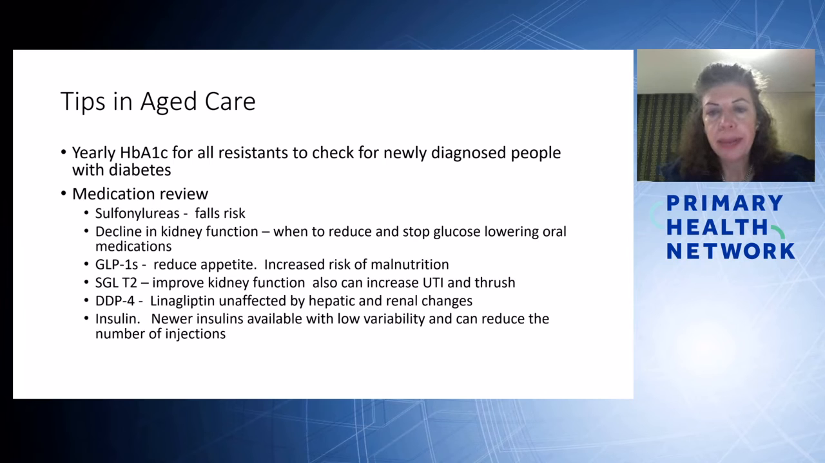GLP-1s are the new kid on the block when it comes to diabetes treatment. Everyone wants to have it. It's great for weight loss and lowering HbA1c. But in aged care, we don't want everyone to lose weight, because they also reduce appetite. BMIs in aged care we want to be between 23 and 30, a lot higher than the population outside of aged care. And if people aren't eating, they're not going to get enough high protein supplements to increase their health. SGLT2s improve kidney function and can also increase UTIs and thrush.